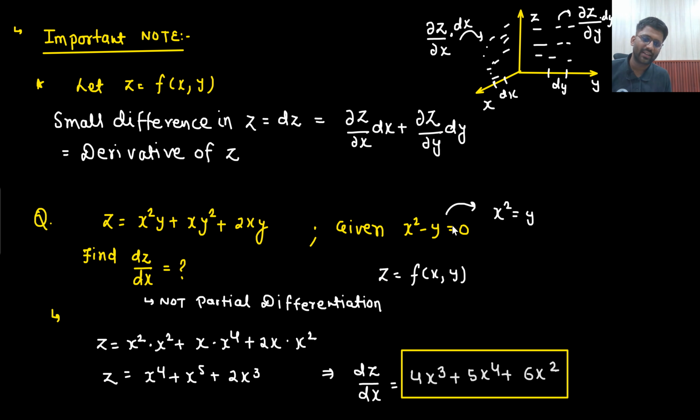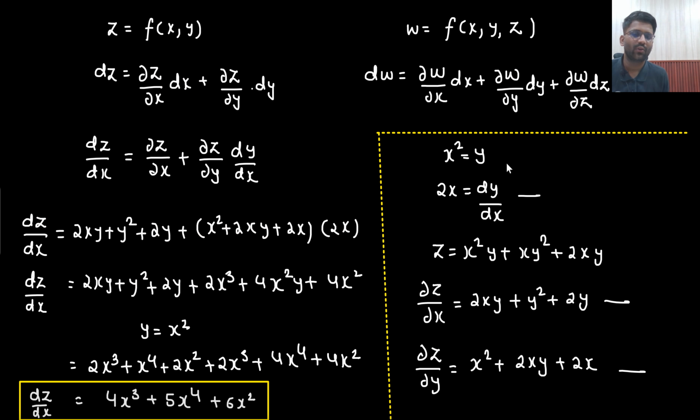In the examination, if I see that x square equals y is given, a very simple relation, I will be able to replace it and get the value of dz by dx very easily. So why would I go with this method? But in the examination a complex expression would be given.